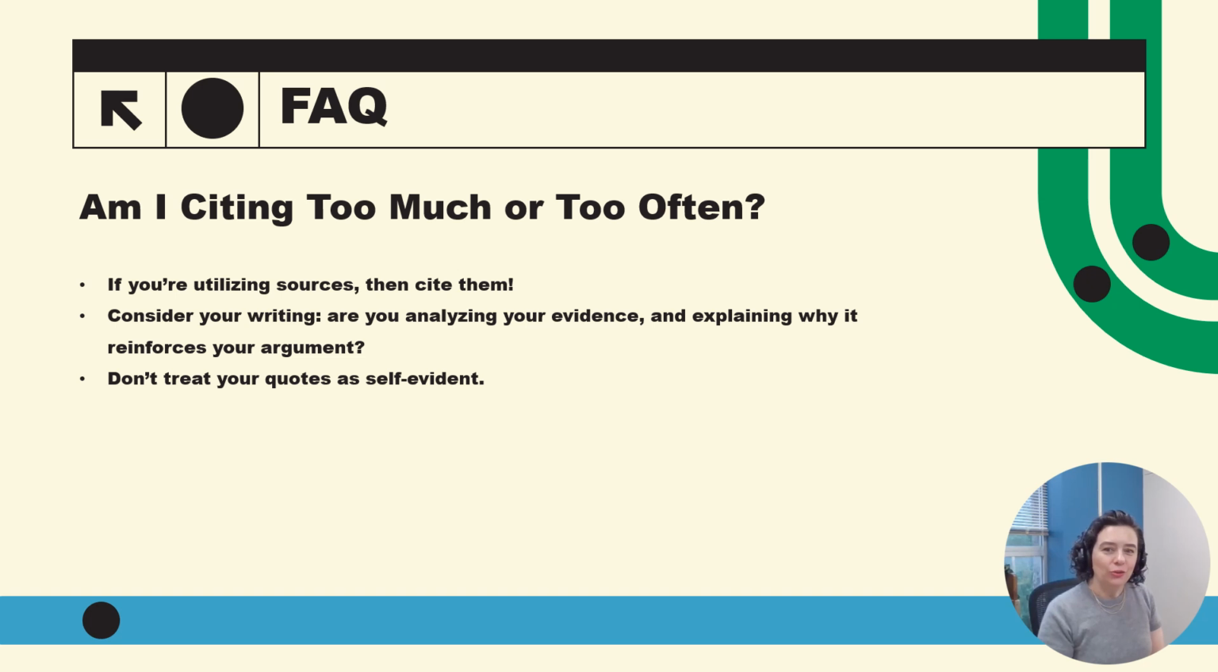Am I citing too much or too often? Maybe not. Academic honesty means giving credit to your sources, and it shows all the work that you've been doing. However, if you're looking at your paper and your paragraphs are quote after quote after quote after quote, this is a signal to take a step back and to look at your writing. Are you pausing to analyze the evidence that you cite, or are you treating it all as self-explanatory?